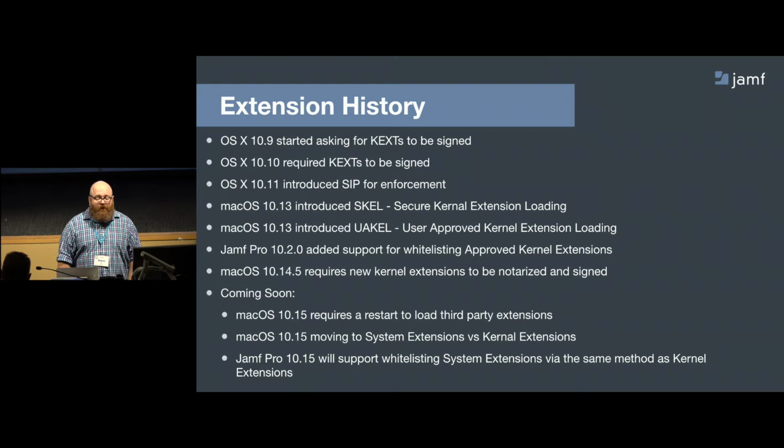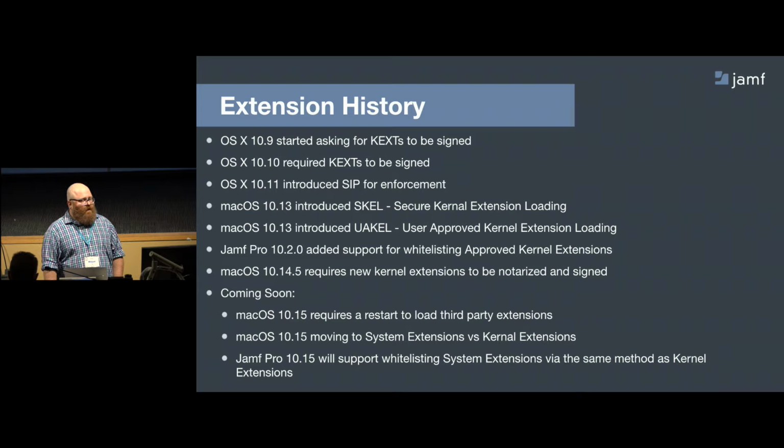which is a move in the right direction, if you ask me, moving more things away from places in the OS where they can get access to things that they don't need. And then again, Jamf Pro will support the whitelisting of the system extensions via the same method as the kernel extensions. Thankfully, it's not a big difference in how these things are actually set up and deployed. It's just kind of where they are, and it's up to the actual extension what they touch.